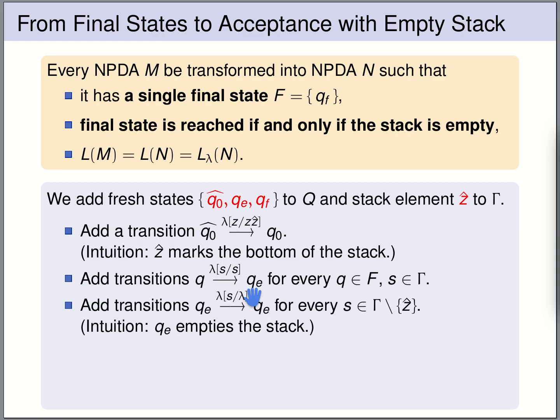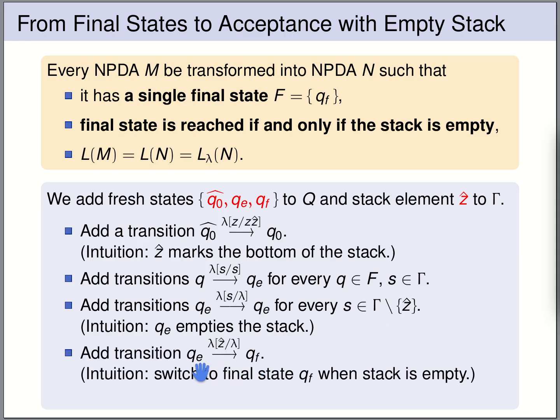And now QE is responsible for emptying the stack. So for every stack symbol S except for Z hat, so except for this fresh stack symbol, we have a loop on the state QE, and this transition does not consume any input, and it removes the symbol S from the top of the stack. So by taking this loop on the state QE, we can remove all symbols from the stack except for Z hat.